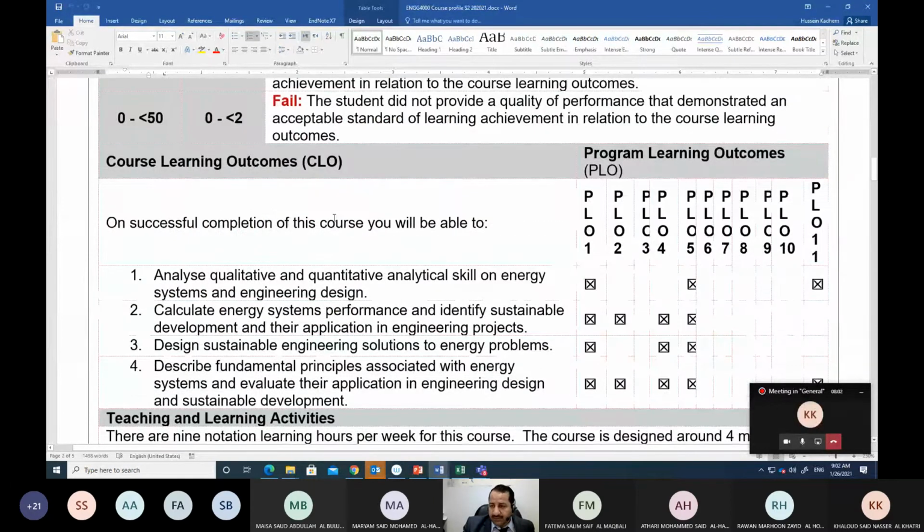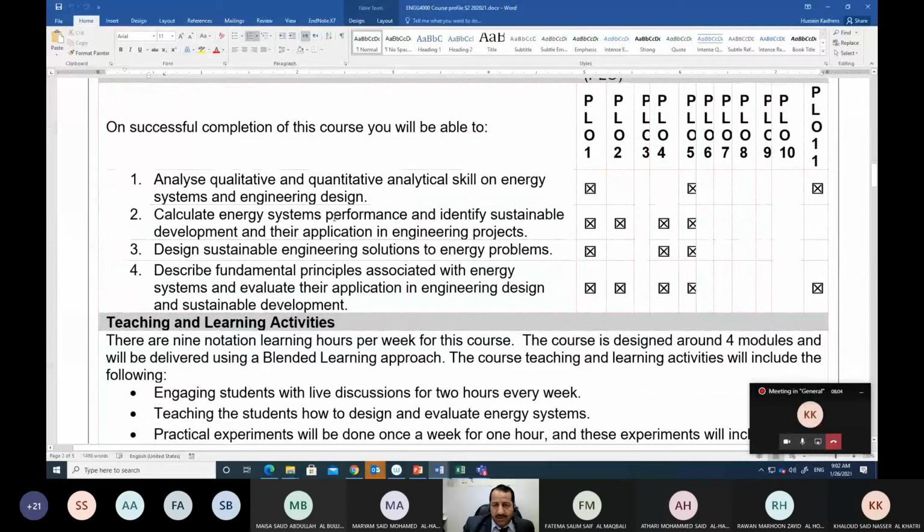And based on these objectives, I can put my course learning outcomes into 4 points. These are the 4 points we are going to discuss through the semester. We want to meet these objectives, these course learning outcomes. The first one is to analyze qualitative and quantitative analytical skills on energy systems and engineering design. And the second one is to calculate energy system performance and identify sustainable development and their application in engineering projects.